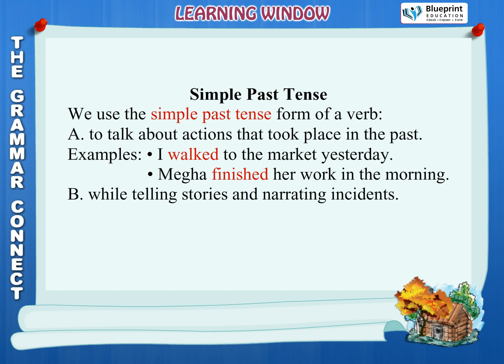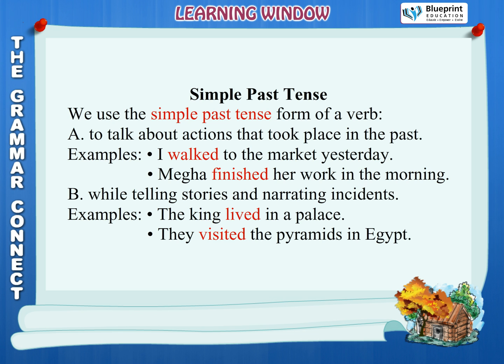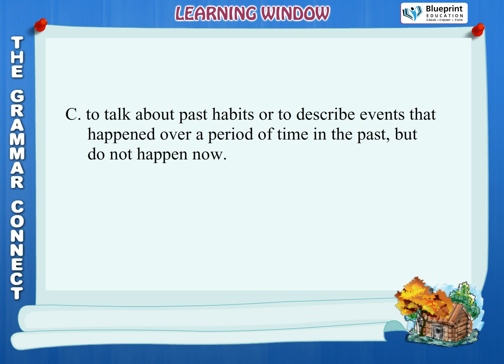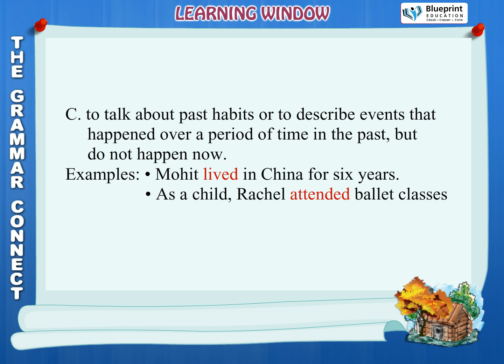B, while telling stories and narrating incidents. Examples: The king lived in a palace. They visited the pyramids in Egypt. C, to talk about past habits or to describe events that happened over a period of time in the past but do not happen now. Examples: Mohit lived in China for 6 years. As a child, Rachel attended ballet classes regularly.